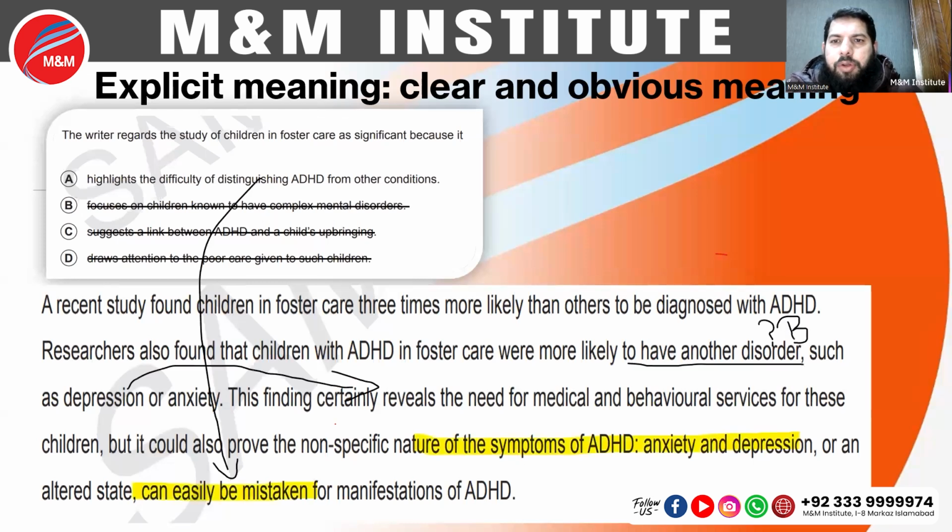Now we can do the solution for this answer. When we read this text, some of you may have selected B as the answer because of this line, researchers also found, which means it's also a conclusion or research finding of the scientists, that children with ADHD in foster care were more likely to have another disorder such as depression or anxiety. You can see that might be related to this line, focus on children known to have complex mental disorder, but this is not the reason that it is significant. Somehow you may have selected this answer.